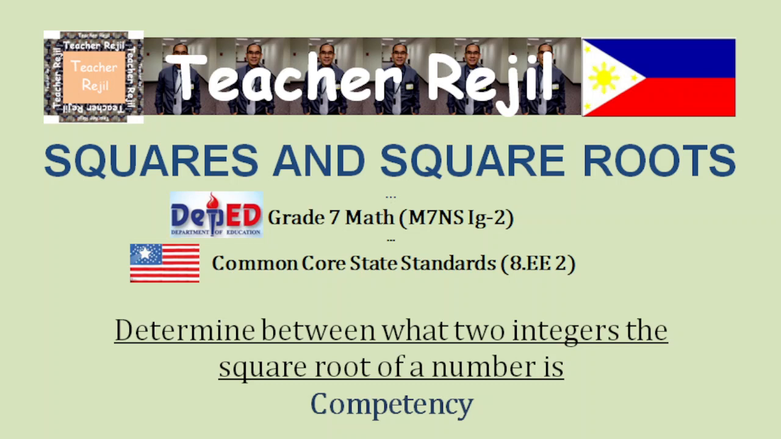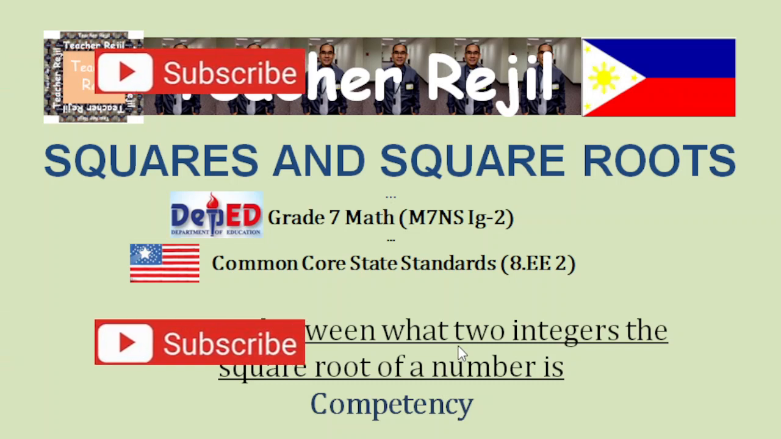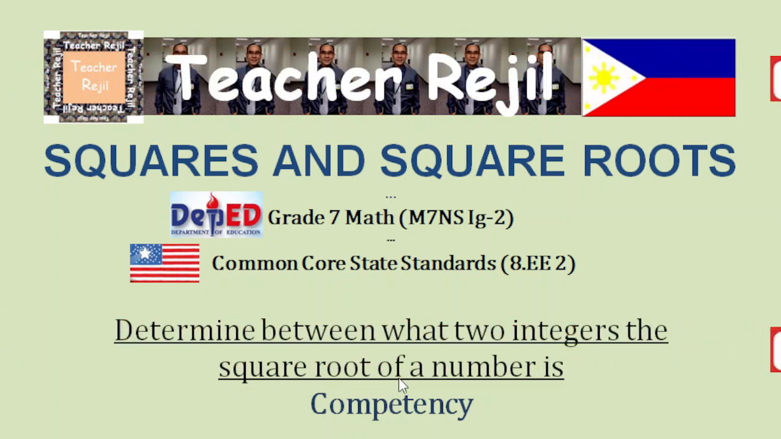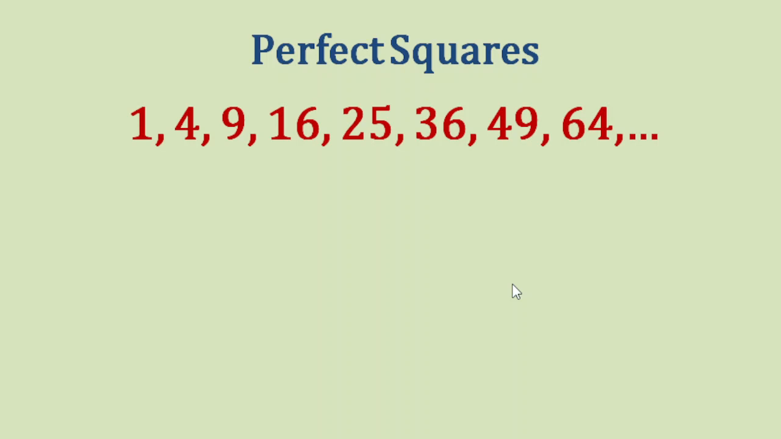The competency in this lesson is determine between what two integers the square root of a number is. First, let's talk about perfect squares. Do you know some numbers that are perfect squares? Some of them are 1, 4, 9, 16, 25, 36, 49, 64.